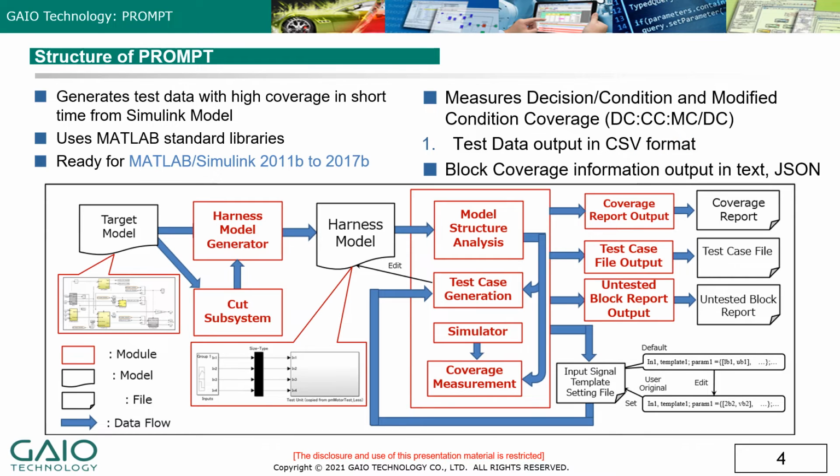So how does it work? The target model is processed into our harness model, either in its entirety or as a series of subsystems. Each harness model is then put through an analysis engine to generate test cases which are executed using a simulator. The test cases use test data generated by the engine using input signal templates and a random generation algorithm. The engine then outputs the test results, coverage results, and a report of the untested blocks of code.